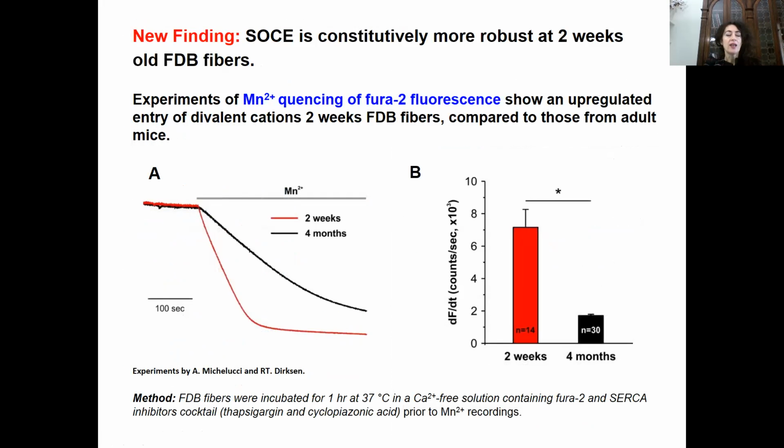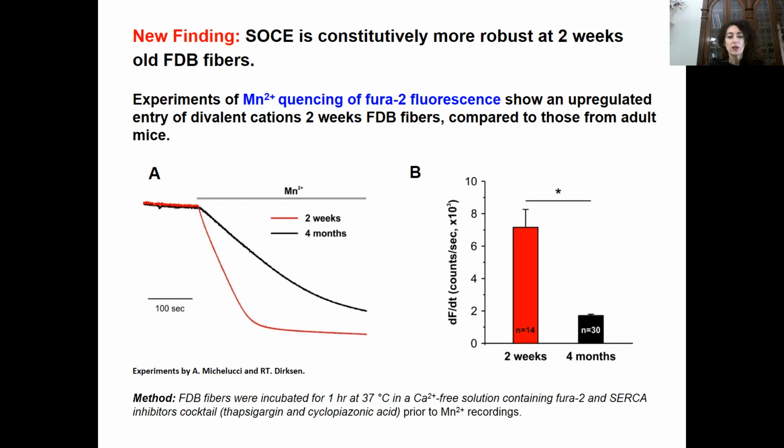So let me start by showing to you the data collected at 2 weeks of age mice. The experiments were performed by Antonio Michelucci in the laboratory of Robert Dirksen. What you see here in panel A are representative traces from manganese quenching of Fura-2 fluorescence experiments performed in single FDB fibers, enzymatically dissociated from 2 weeks and 4 months of age mice.